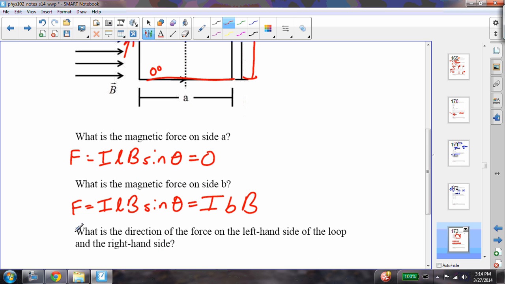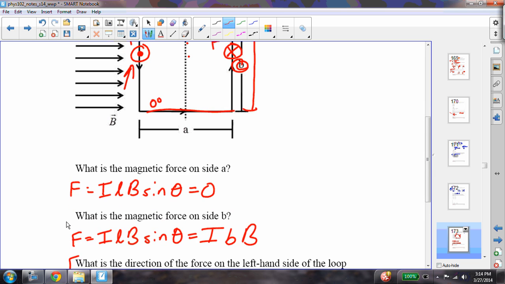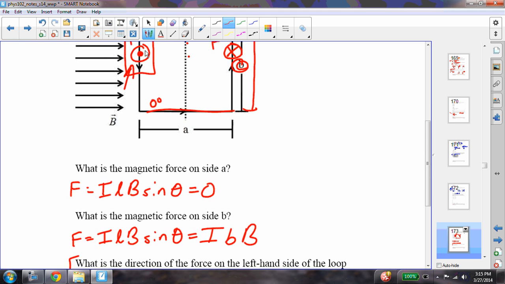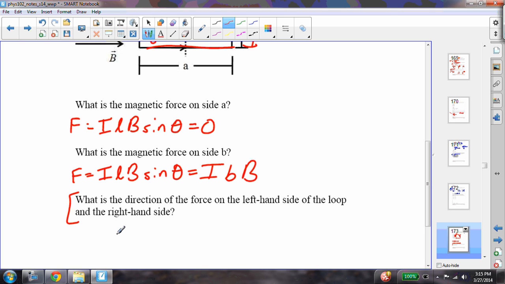Now, what is the direction of the force on the left-hand side and on the right-hand side? I've already shown this. You can use your right-hand rule. If you want to pause here, just step through this. Let your fingers go in the direction of I. They fold towards B, and the magnetic field comes out of your palm, and your thumb gives the direction of the force. So on the left-hand side, the force comes out of the page. On the right-hand side, the force goes into the page. All right, so the left-hand side out of the page, right-hand side into the page, as drawn on the figure above.